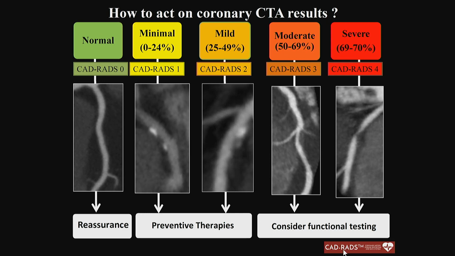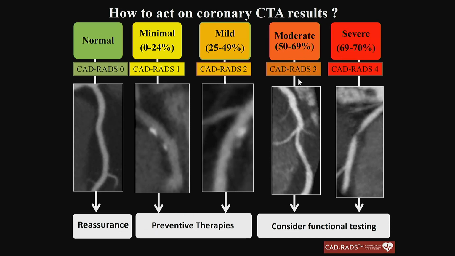And the CAD-RADS document has now provided more guidance on how we should actually act on the results of coronary CTA results. This is important to review in that patients that have no plaque or stenosis, a CAD-RADS of 0, should be reassured. Their prognosis is excellent. Patients that have non-obstructive disease, that's the CAD-RADS 1 and 2 with minimal and mild stenosis, really only require preventive therapies. They don't need any further testing.